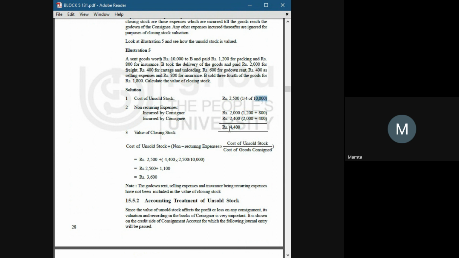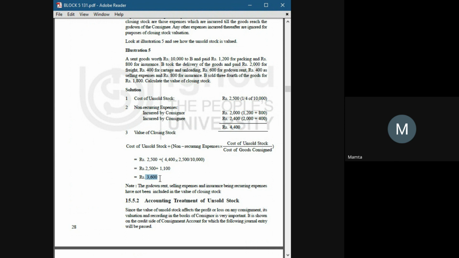Now, this is the expense on 10,000 rupees of goods. This is the expense we have created on these 10,000 rupees of goods. But we just need the expense for one-fourth of these goods. Just do one-fourth of this, into 1 by 4, and the amount will come to 1,100. You just need to add it and you will get the value of unsold goods, or value of closing stock. This is the value of closing stock. That's how it is done.